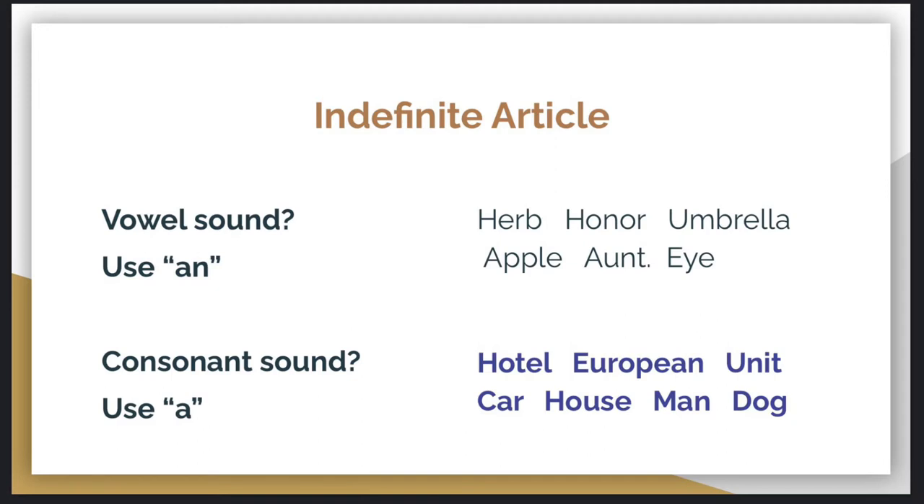I, eye, an I. Examples for the consonants are hotel, a hotel. European, European begins with a vowel, E, but the sound is a Y sound, Y, a European.